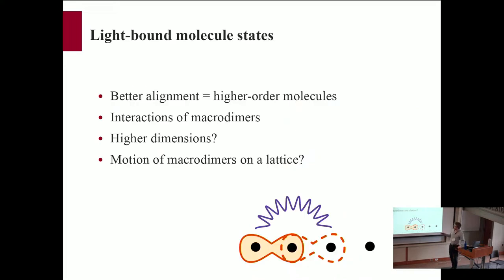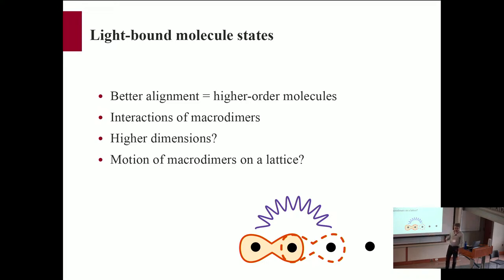Okay, so let me come to the outlook. What can we do with this in the long run? Maybe with better alignment between the macrodimer state and the ground state, can we look in the future at higher order correlations, where we're not limited to just 3 particles that are bound, but maybe 4 or 5 particles?